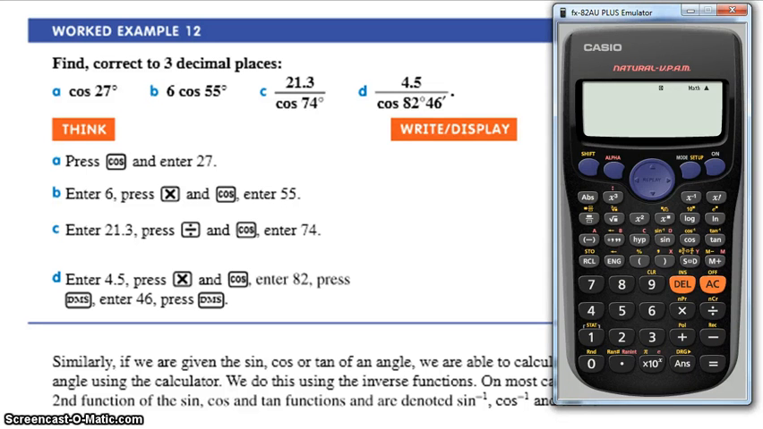Okay. So once again, these are just calculator ones, but now we're doing cosine. All we're really doing is the same thing over and over again with all the different ones. So you got tan, you got cosine, you got sine. We're just up to cosine now. So the first one is cos 27. Cos 27, close your brackets, it equals 0.891.